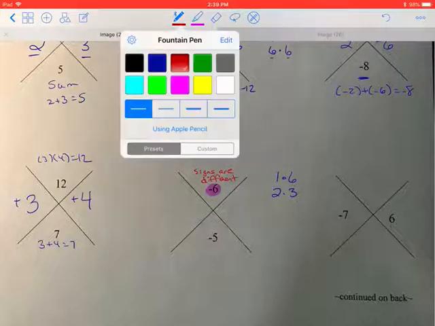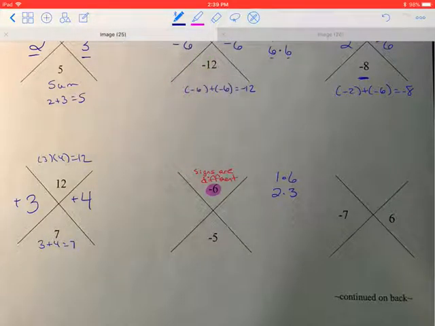So if I try to use the 2 and the 3 like I did on the problem above, the only way to make that a negative 6 is to make one of those negatives. But if I make the 2 negative, now they add to be 1. So that doesn't work. If I make the 3 negative, then 2 plus negative 3 equals negative 1. So that doesn't work either. So that means instead of the 2 and the 3, I'm going to try the 1 and the 6.